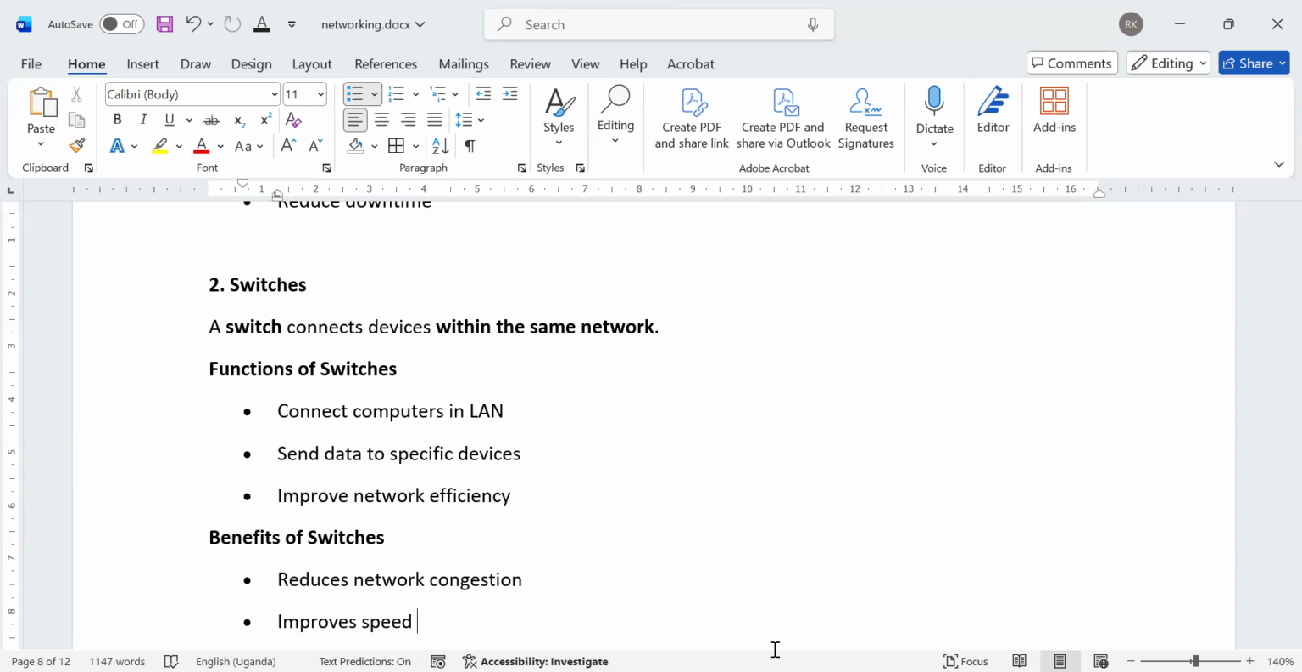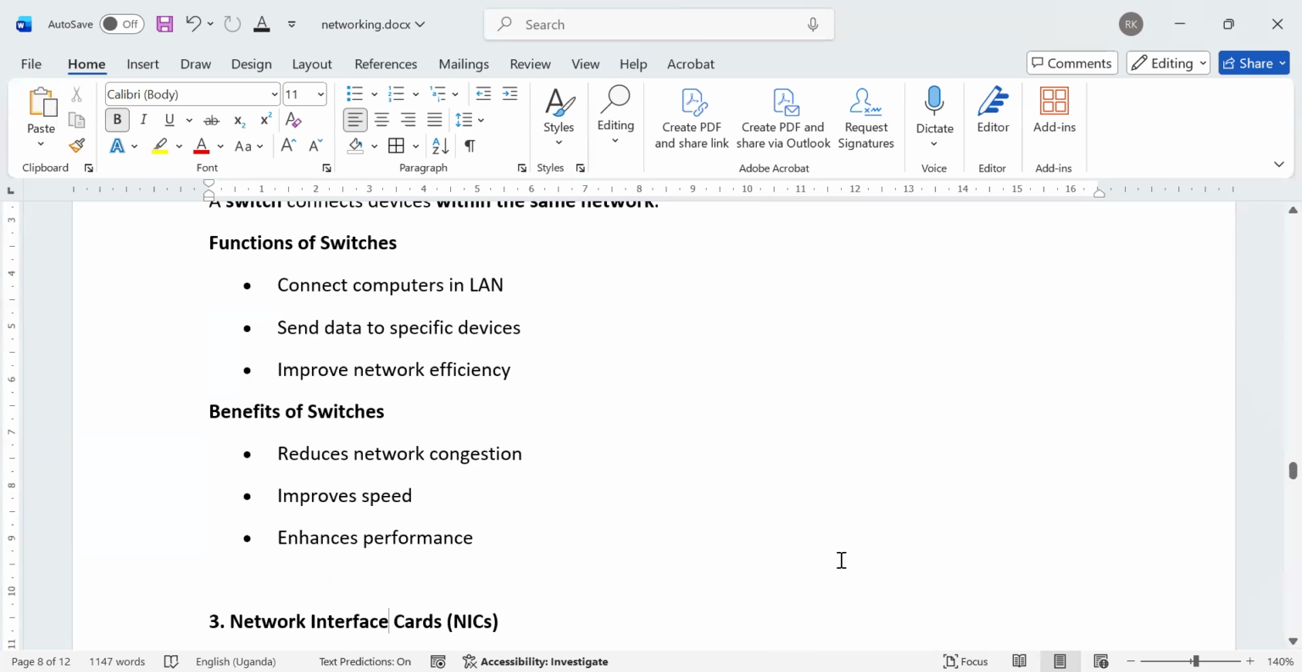So a switch connects devices within the same network. A switch is not like the router. A switch cannot interpret, but a router can interpret. That's why we are saying a switch is connecting devices within the same network. It cannot interpret the internet. So the function of a switch is to connect computers in the LAN, not in the WAN. When it goes to the WAN, we use a router. But in the LAN, we use a switch. Then it sends data to specific devices, that is computers, laptops, cameras, and so on. Then it improves network efficiency. The benefits are that it reduces network congestion, improves the speed, and enhances performance.